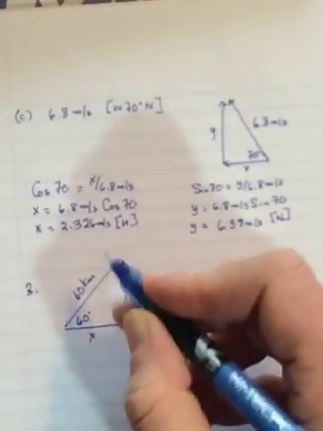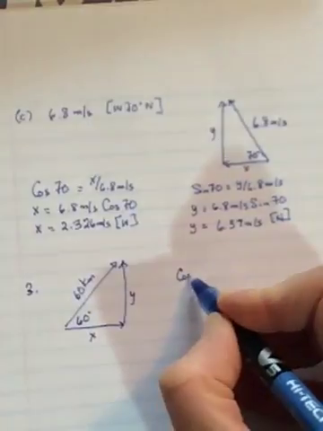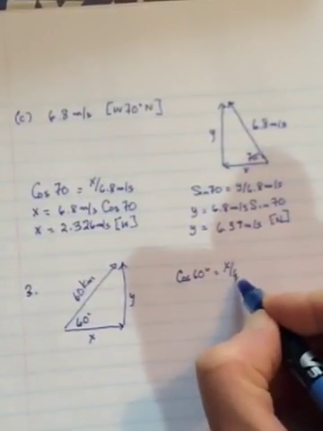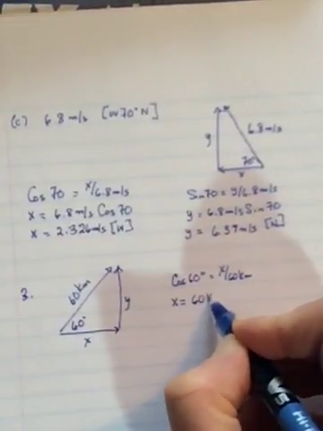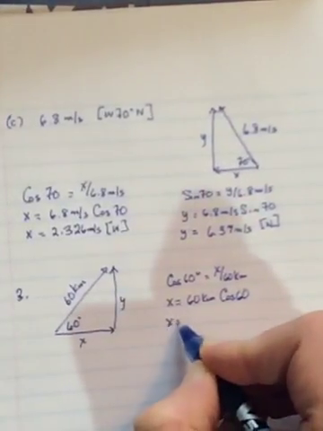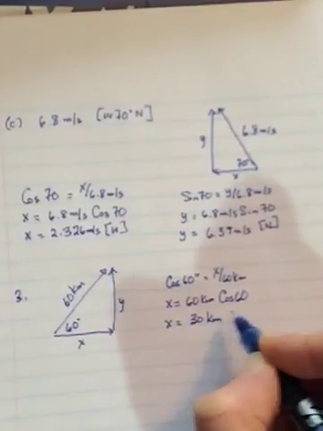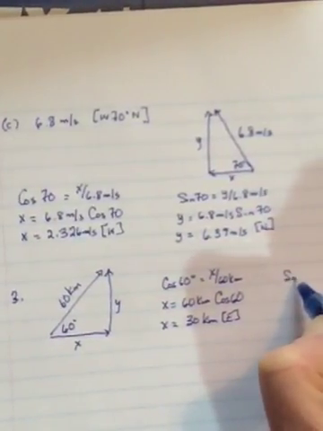Exactly the same thing. Again, if you look at it, x is the adjacent side, so that'll be cosine. So cos of 60 degrees is equal to x over 60 kilometers. So x is equal to 60 kilometers cos of 60. Cos of 60 is the same as the sine of 30. So you end up with 30 kilometers east. Then you do the y.